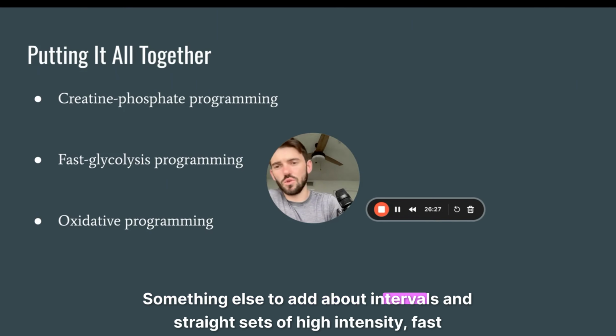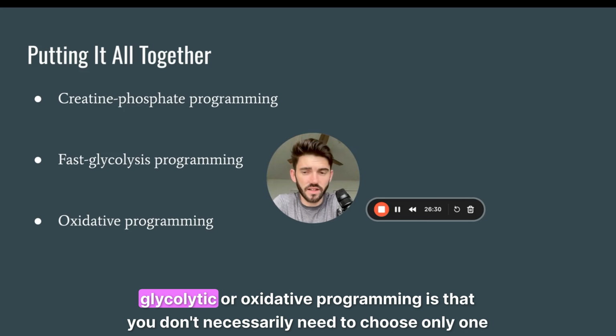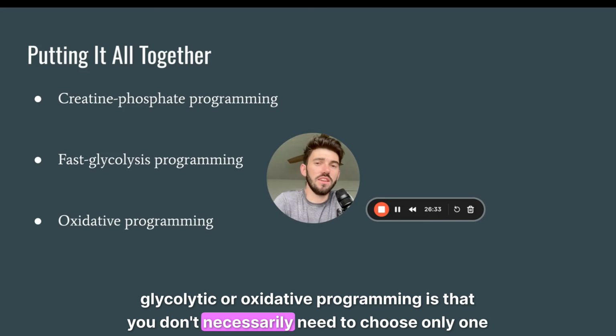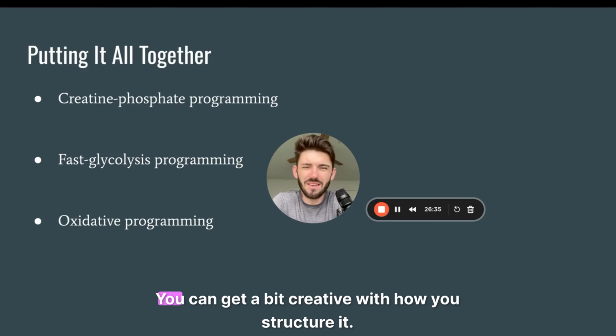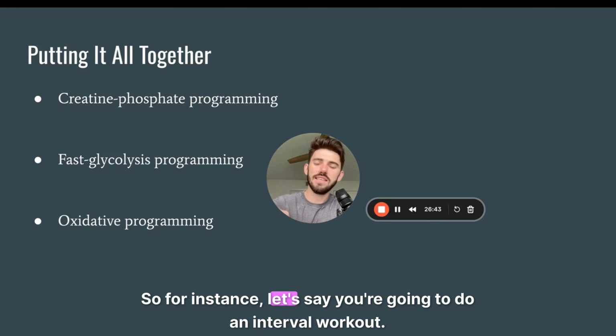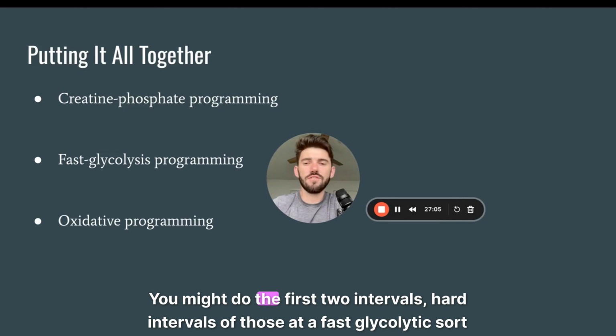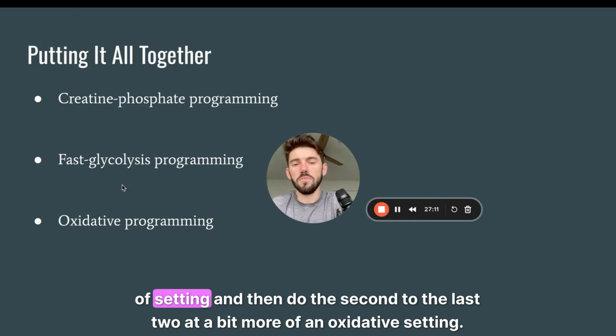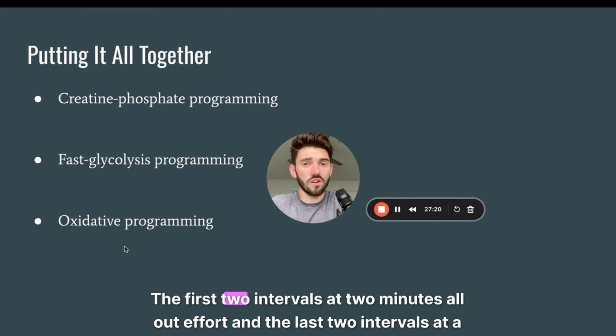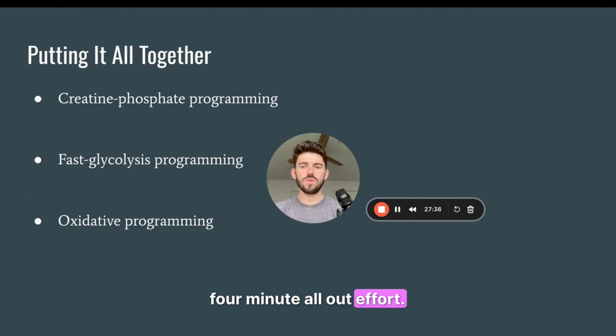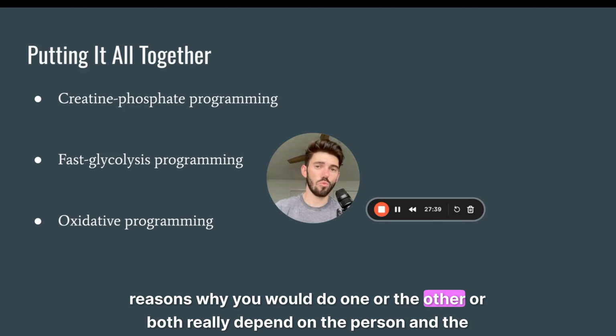Something else to add about intervals and straight sets of high intensity fast glycolytic or oxidative programming is that you don't necessarily need to choose only one in a given training session. You can get a bit creative with how you structure it. So for instance, let's say you're going to do an interval workout with 4 hard intervals. You might do the first 2 hard intervals at a fast glycolytic sort of setting, and then do the last 2 at a bit more of an oxidative setting. So you could do the first 2 intervals at 2 minutes all-out effort, and the last 2 intervals at a 4-minute all-out effort.